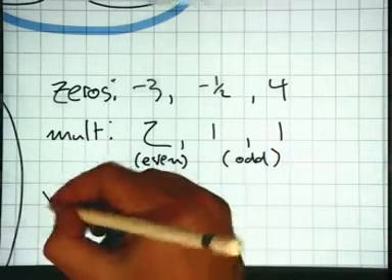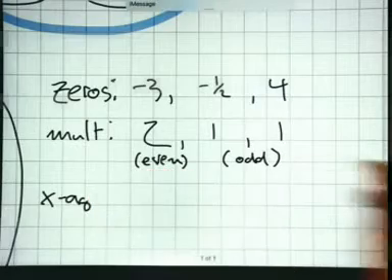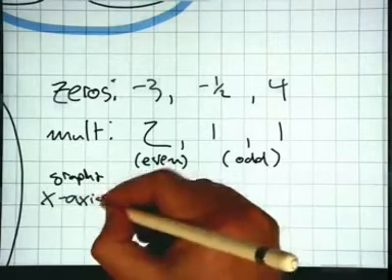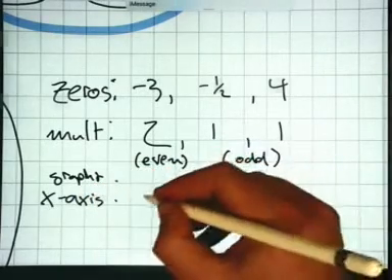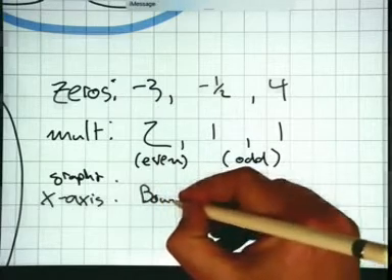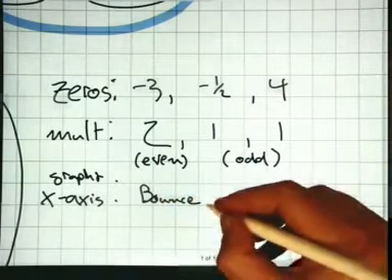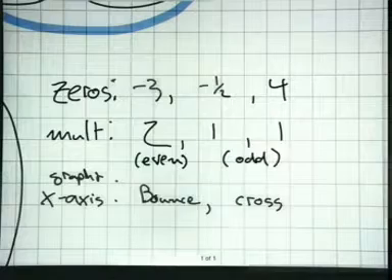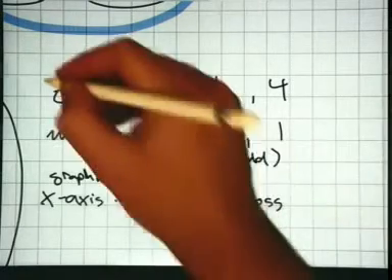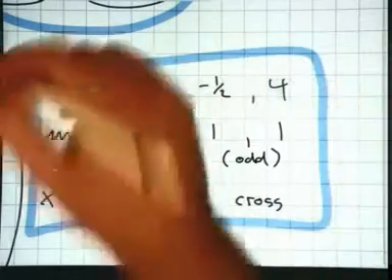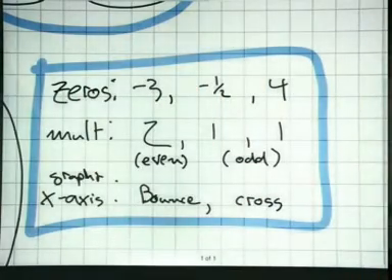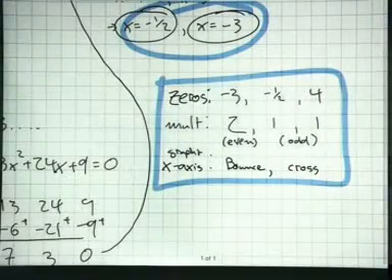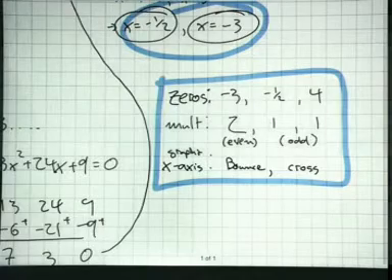So what does that mean about the graph and the x-axis? This means that the graph is going to bounce at -3, and then it's going to cross at the -1/2 and the 4. Talking about multiplicities, that's talked about in the notes. One other bit of information and we can start graphing.